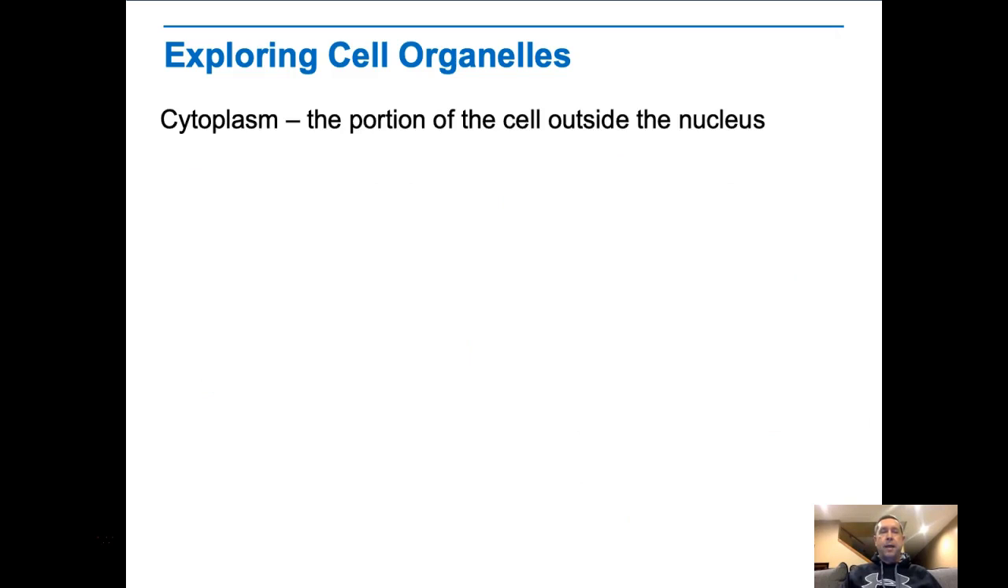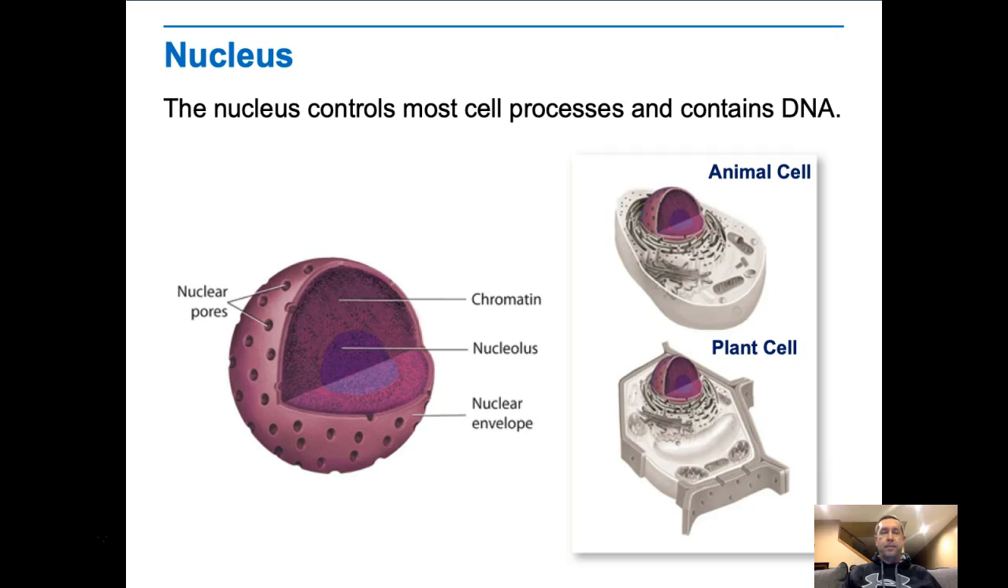All cells have a cell membrane that surrounds the cell, and the stuff inside the cell membrane that's not in the nucleus is called cytoplasm: the portion of the cell outside the nucleus that's within the cell membrane. The nucleus is found only in eukaryotes, and it controls most of the cell processes and contains DNA. In prokaryotes, they have DNA, but it's just in an area that's not enclosed or separated from the rest of the cell, called the nucleoid region.